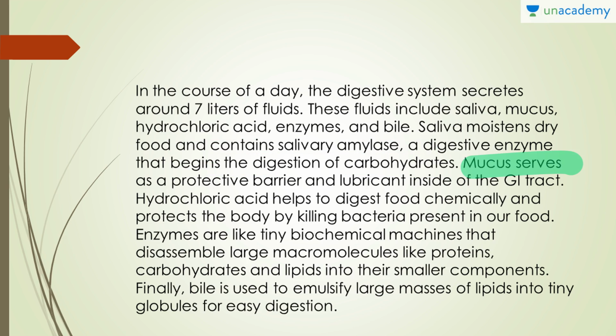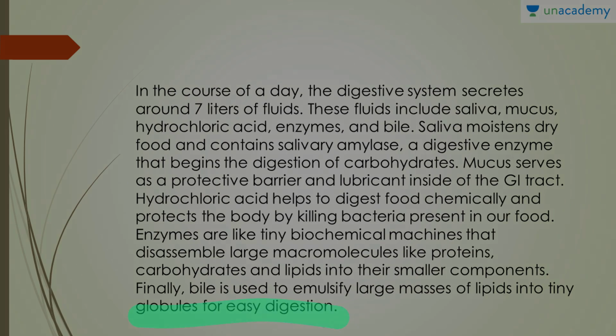Mucus serves as a protective barrier and a lubricant inside the gastrointestinal tract. HCl acid helps to digest food chemically and protects the body by killing bacteria present in our food. This is the function of HCl. Enzymes are like tiny biochemical machines that disassemble large macromolecules like proteins, carbohydrates and lipids into smaller components. Finally, bile, which is secreted by the liver, is used to emulsify large masses of lipids into tiny globules for easy digestion.